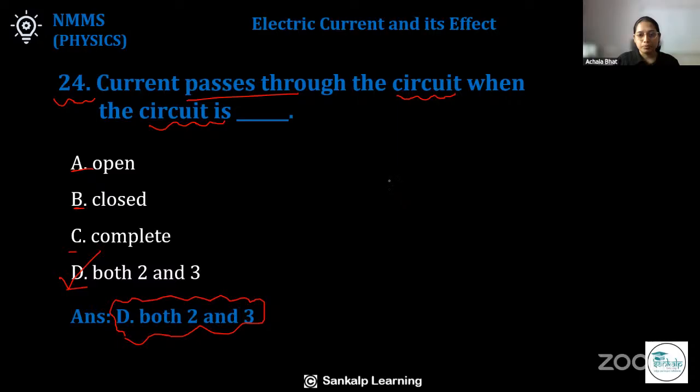See here, when the positive and negative terminals of the battery or cell are connected, then we say it is a closed or complete circuit. If there is disconnection, then it is an open circuit. If it is in switch off mode, then it is an open circuit. If it is in switch on mode, then it is a closed circuit, or complete circuit. The circuit is completed. Therefore, the correct option is option D, both 2 and 3, both closed and complete. Thank you.